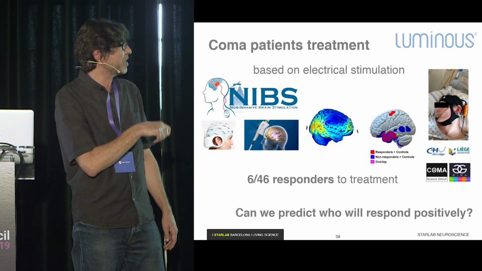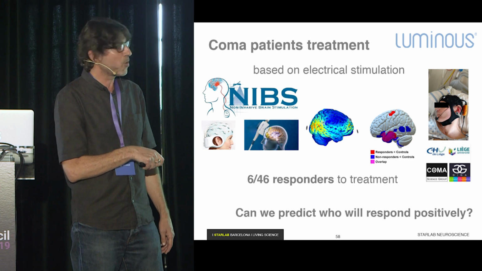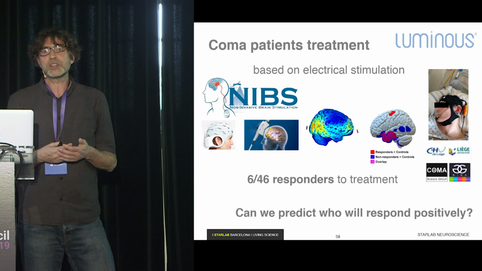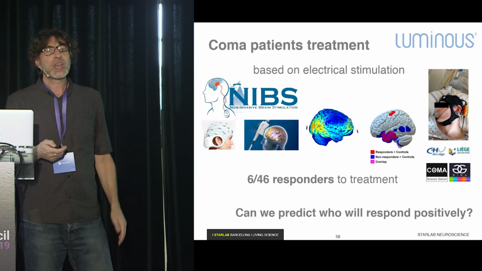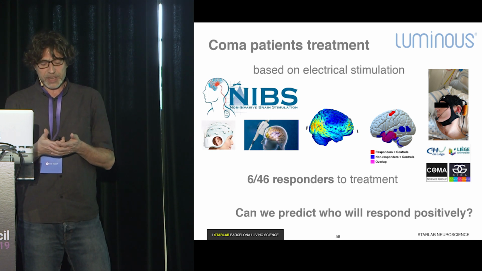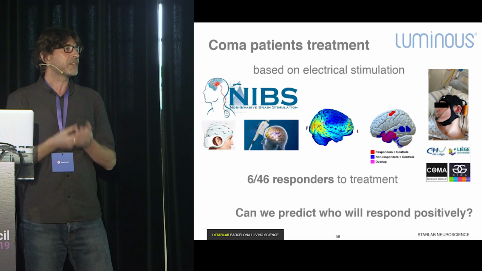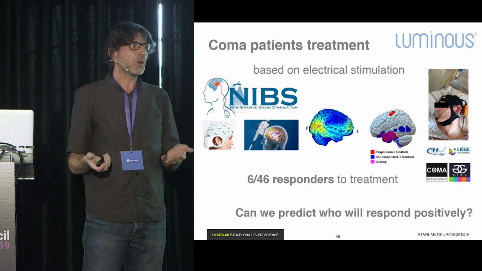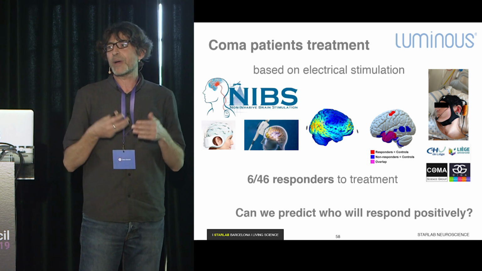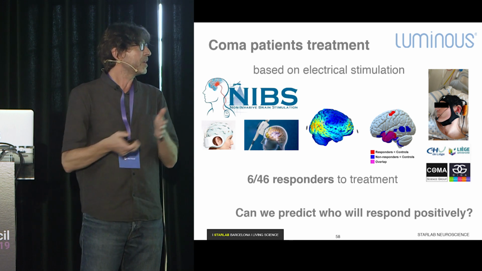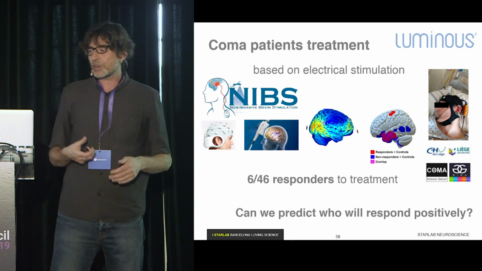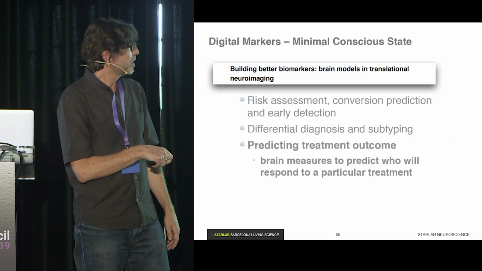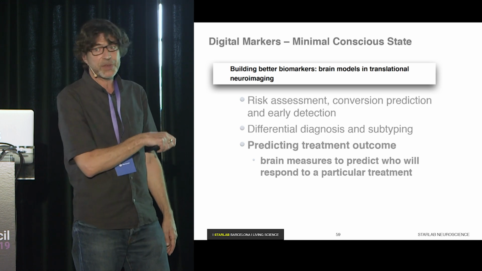Basically, they have applied this treatment to their patients, from which 6 out of 46 patients were responding positively to this treatment. And the question for the machine learning is, are we able to predict those patients that will respond positively from those that won't respond positively? Because if I know in advance, then I don't need to go through the therapy for these patients, which are very complex to treat. So this is another type of digital marker, the one that is acting for predicting the treatment outcome.